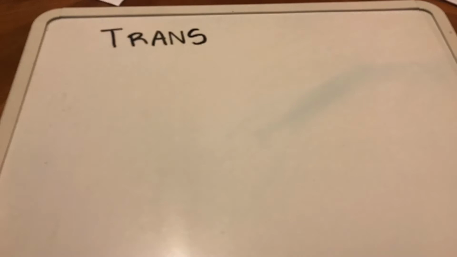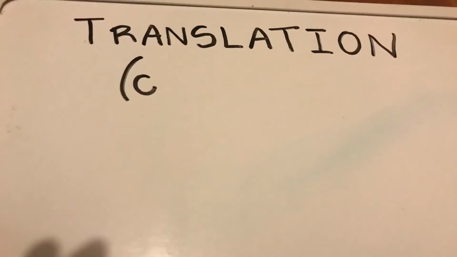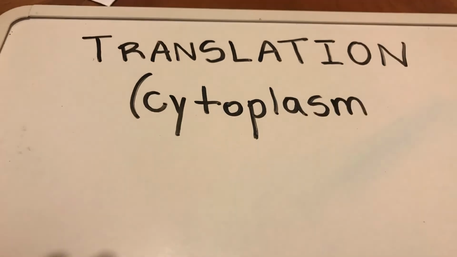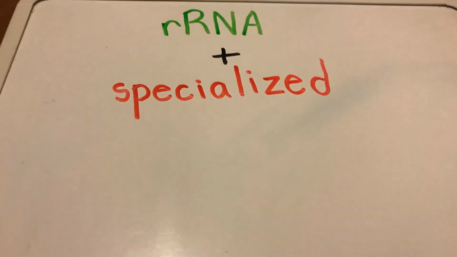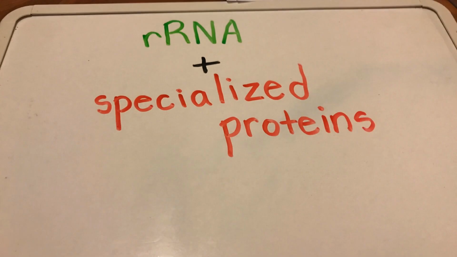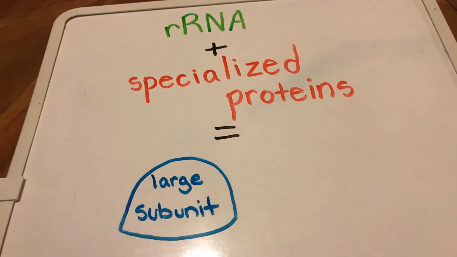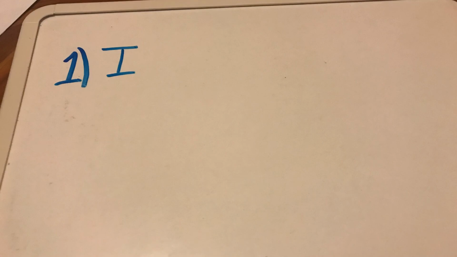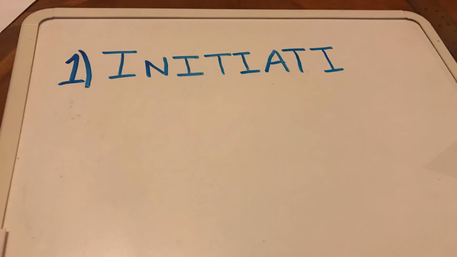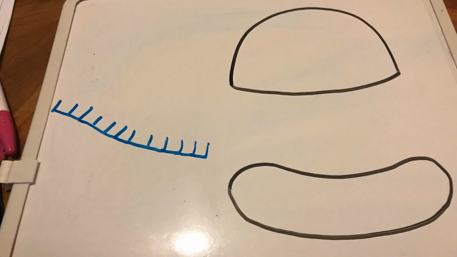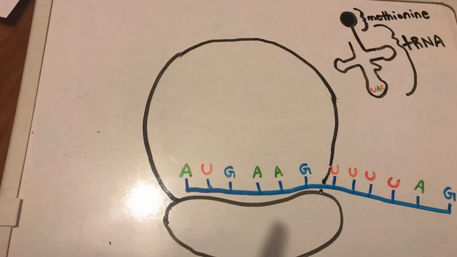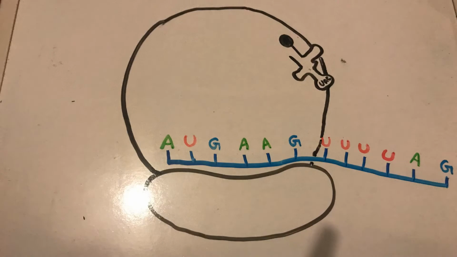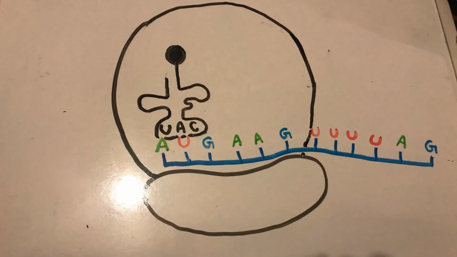Now translation begins and takes place in the cytoplasm. Ribosomal RNA is produced in the nucleolus of cells, where it combines with specialized proteins to create a small and a large ribosomal subunit, which leave the nucleolus and join together in the cytoplasm to form ribosomes. The first step in translation is initiation. The mRNA gets attached to the small ribosomal subunit. The tRNA carrying the amino acid methionine binds to the start codon AUG on the mRNA strand, and then the large ribosomal subunit will join the small one.